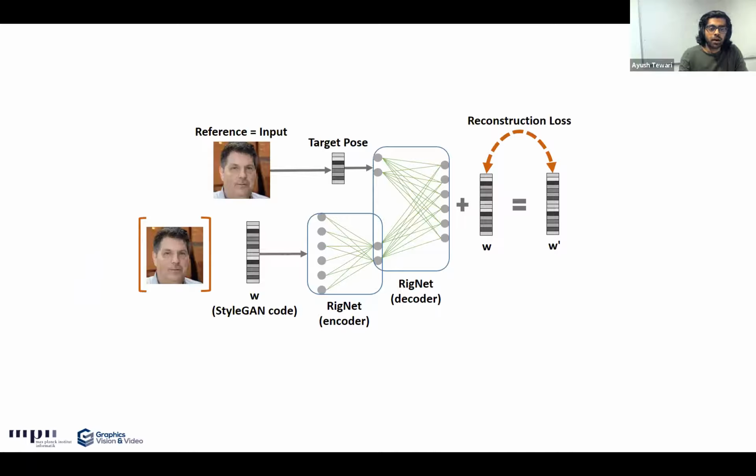We also added a reconstruction loss, which basically says that if the target pose is the same as that in the input StyleGAN code, the output should be the same. So it helps in anchoring the training. And with that, we can get some nice results. Here there's the 3D mesh on the left and the output of the method. The output is the StyleGAN code, then it goes to the StyleGAN generator, and this is what we get in the end.